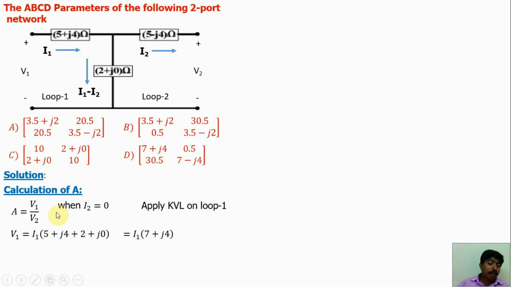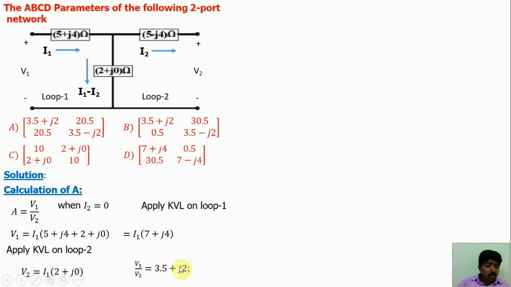Our objective is to find V1 by V2, not V1 by I1. So apply the voltage law for the second loop, considering I2 is equal to 0. If I2 is equal to 0, there is no drop across the 5 minus j4 ohm. So we will get V2 is equal to I1 into 2. Now dividing these two equations, V1 by V2 is equal to (7 plus j4) divided by 2. We will get 3.5 plus j2. This is A, considering I2 is equal to 0.